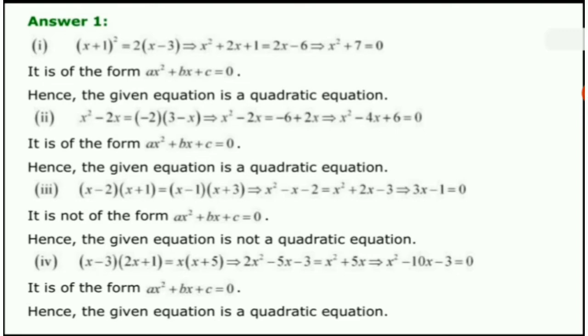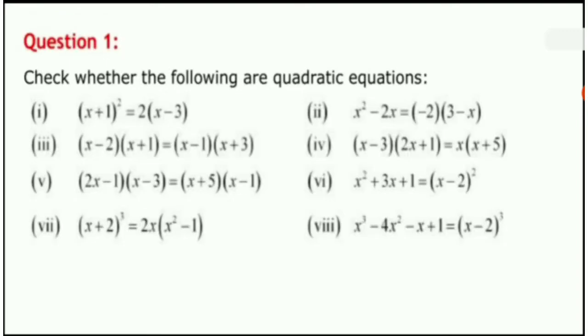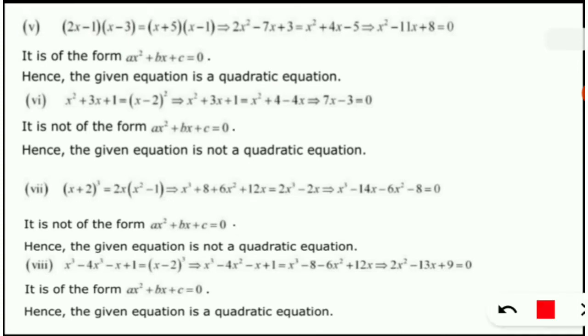Next, Roman number 5: (2x − 1)(x − 3) = (x + 5)(x − 1). If we multiply the left hand side, then we get 2x² − 7x + 3, and the right hand side x² + 4x − 5. So here plus 2x² and here is plus x².